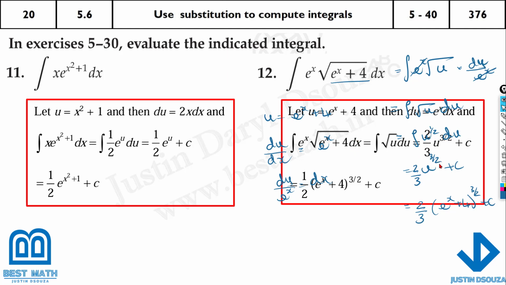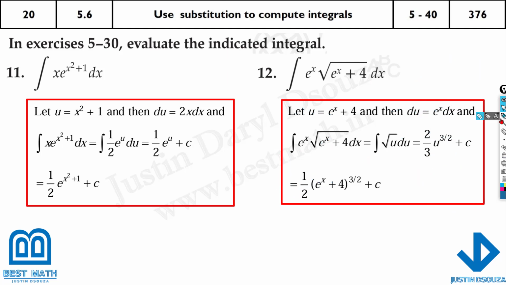Okay, everything is right. Yeah, this is correct. I'm sorry, I think so. The answer set over here is wrong. See, they have written over here correctly 2 by 3. This is all right. But substituting back u, I don't know why they wrote 1/2. It is wrong over here. It should have been 2/3. Okay, this is a mistake.